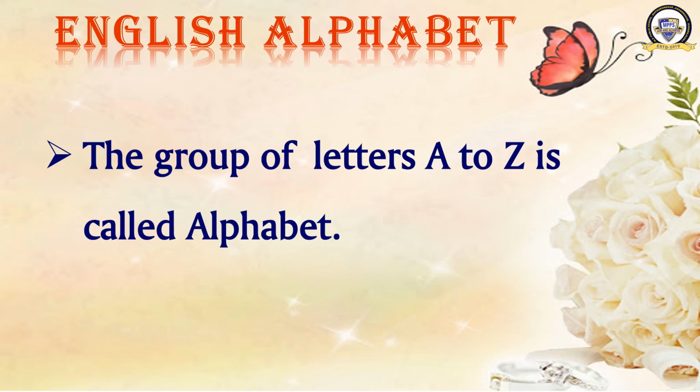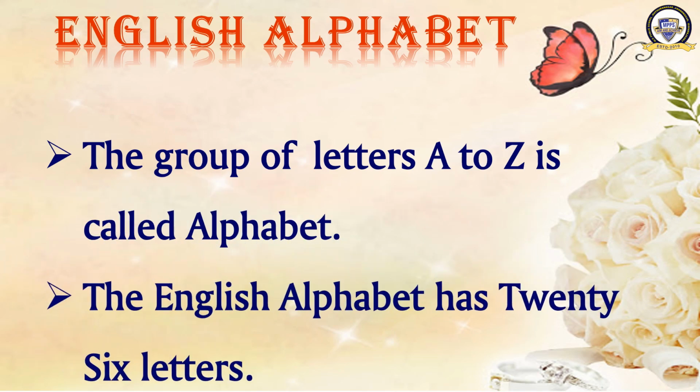Okay, the English alphabet has 26 letters. How many letters does the English alphabet have? The English alphabet has 26 letters. So now can you tell me what is alphabet? The group of letters A to Z is called alphabet. And how many letters are there in English alphabet? There are 26 letters in the English alphabet. You have learned it? Okay, very good. So we are moving ahead now.